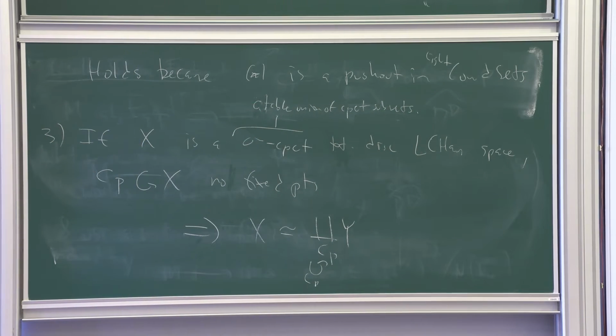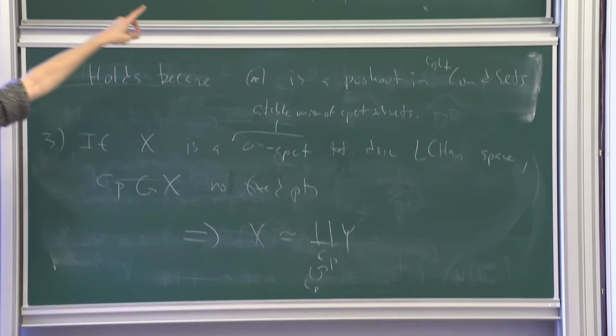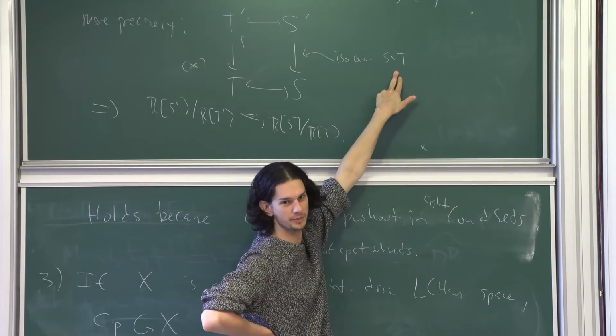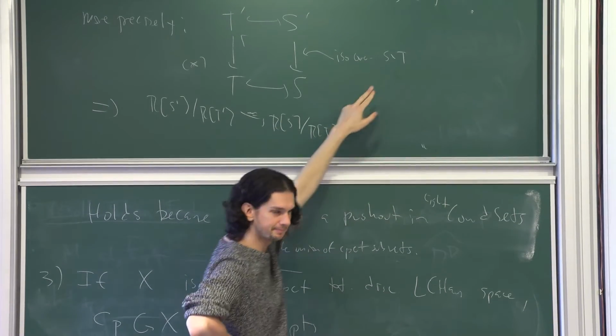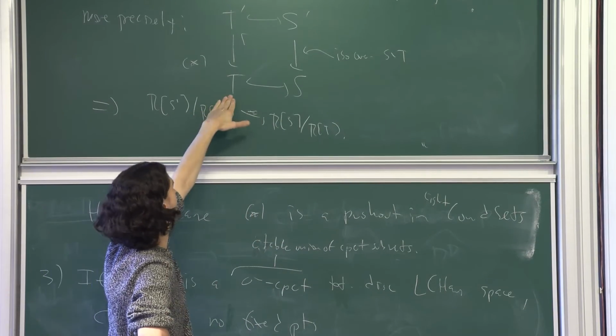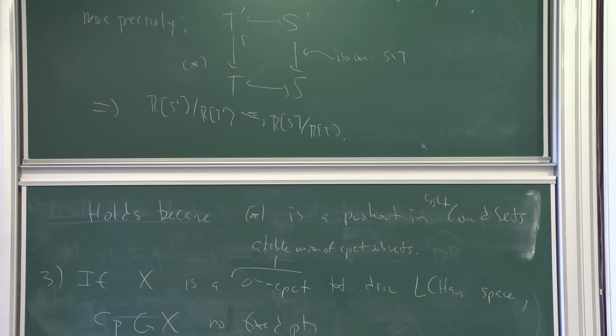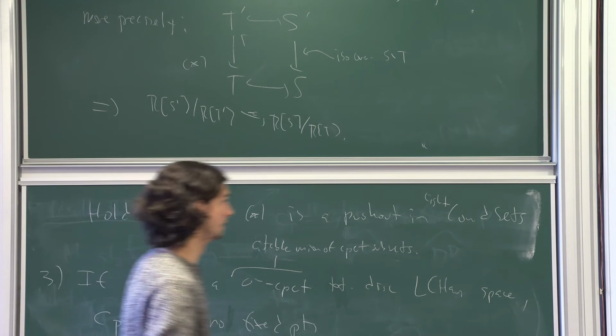S prime? You can choose. Yeah, it's any S prime you like, which maps to S by a map which is an isomorphism over this open subset here. So it's just modifying T, making T bigger. Yeah. Okay.